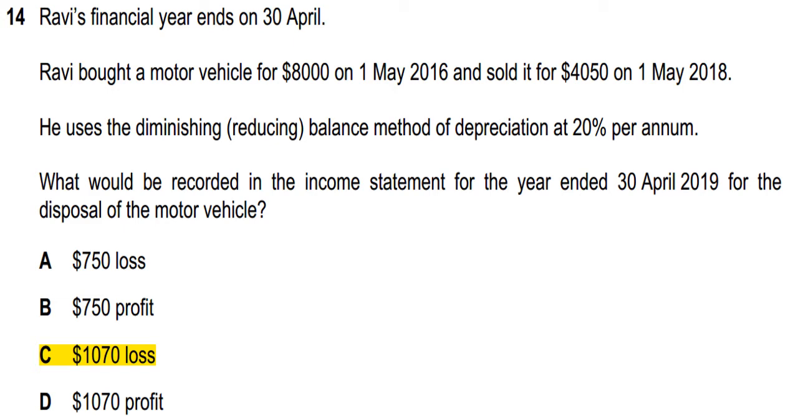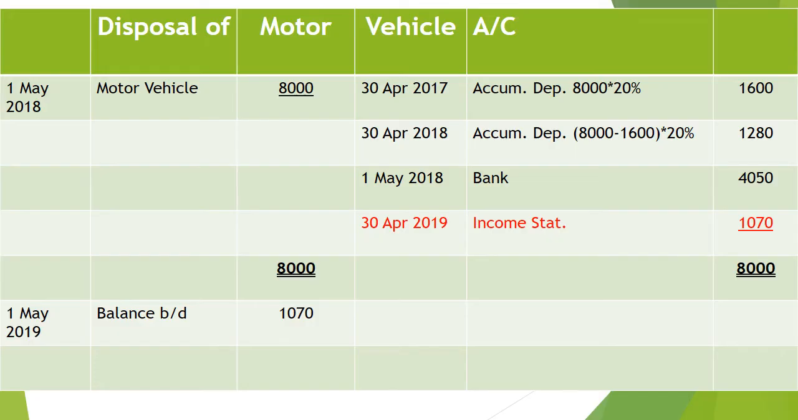He uses the diminishing reducing balance method of depreciation at 20% per annum. What would be recorded in the income statement for the year ended 30th April 2019 for the disposal of the motor vehicle? Option C will be correct, that is 1,070 will be a loss. How, we will see in the next slide.